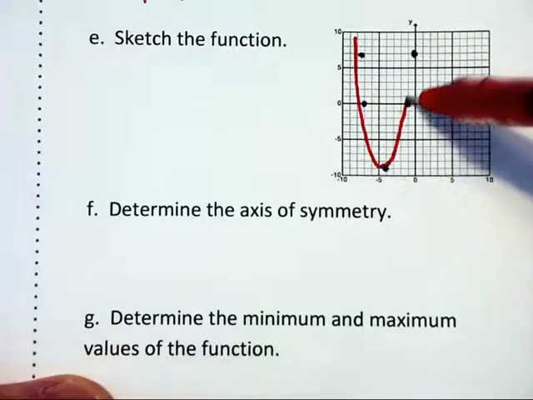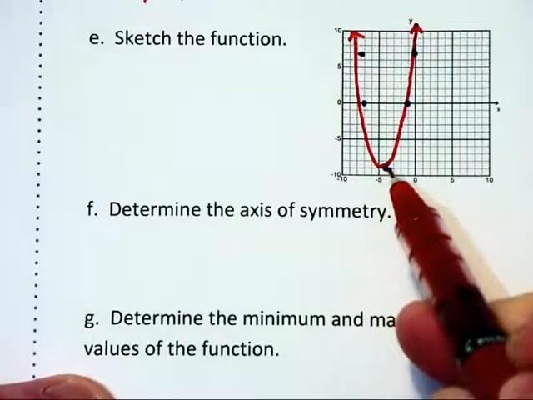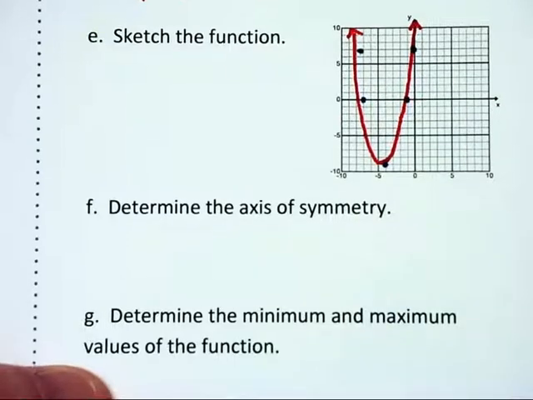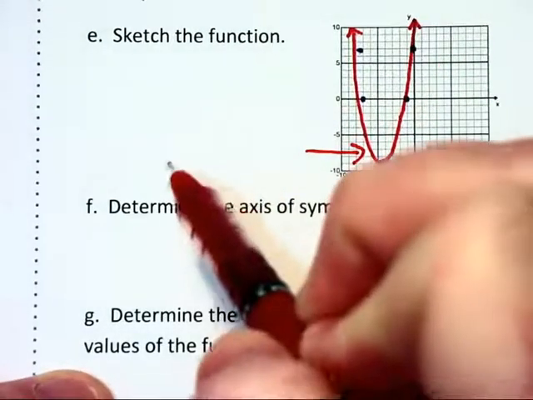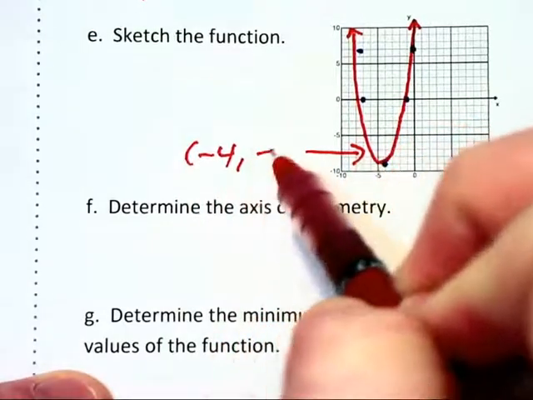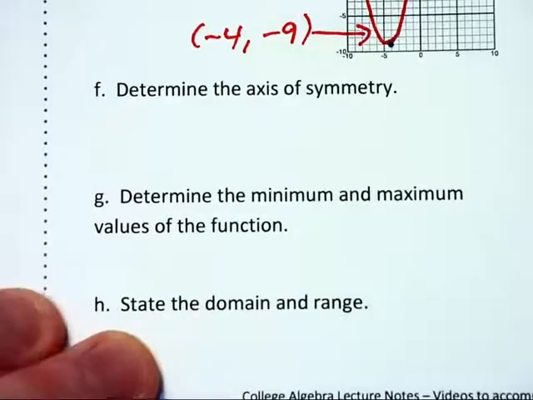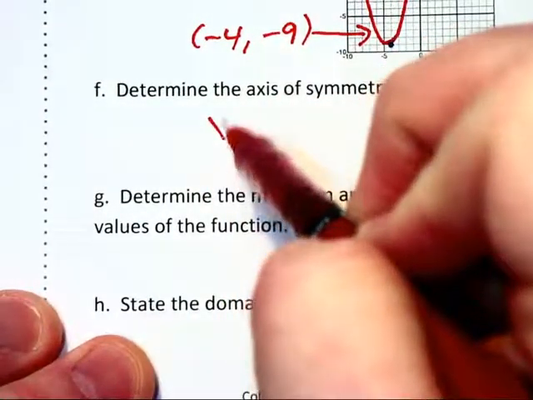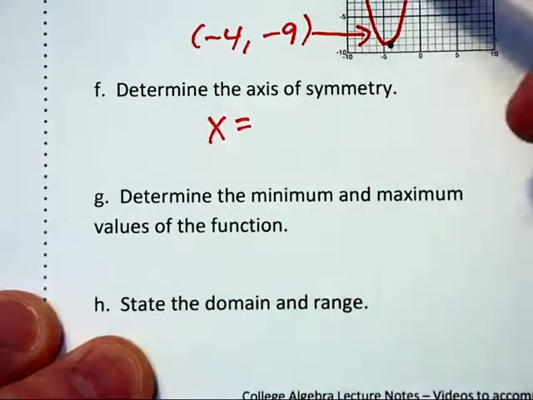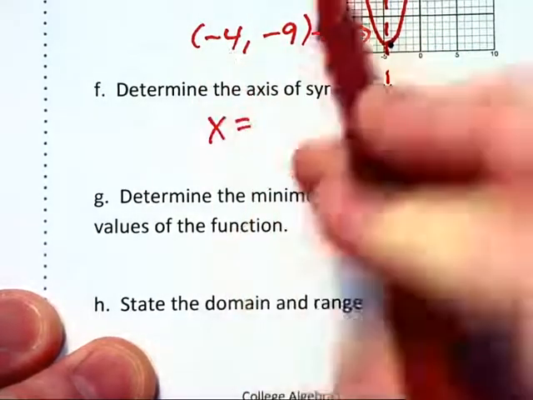Make sure it has a smooth curve at the bottom. It's not pointed when you go and draw it. Now, the vertex here again was located at -4, -9. To identify the axis of symmetry, that will be at x equals, which is what we have when we have a vertical line, and it will be at x equals -4.